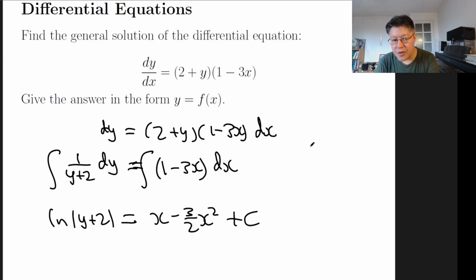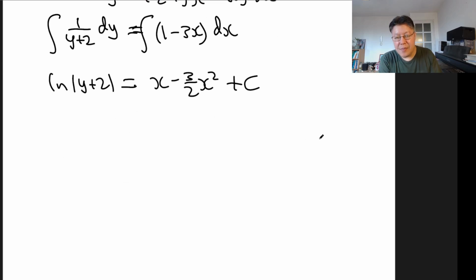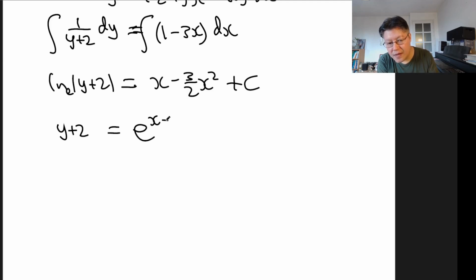We've got the general solution, but now we need to put the answer as y equals, so we need to make y the subject. So the first step is we're going to unlog this. So ln means base e. So we have e to the power of all of this equals y plus 2. So we can get y plus 2 equals e to the power of the right hand side, x minus 3 over 2 x squared plus c. And we can just actually minus the 2 over and we're done.